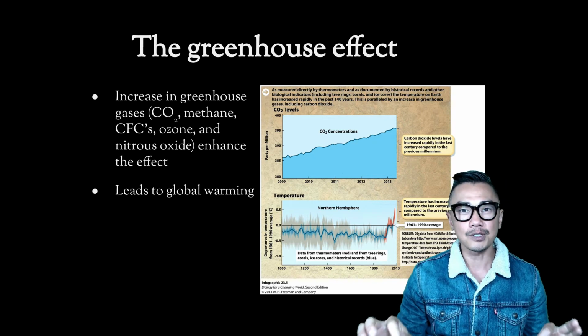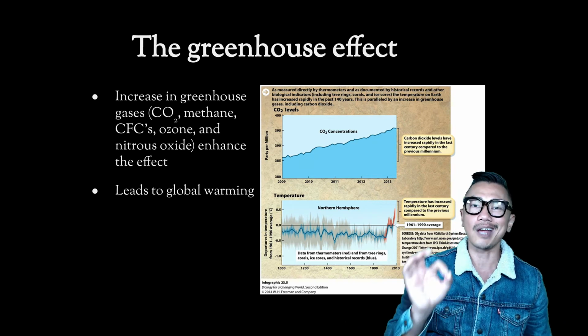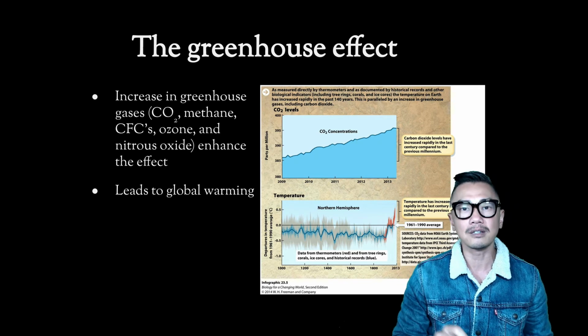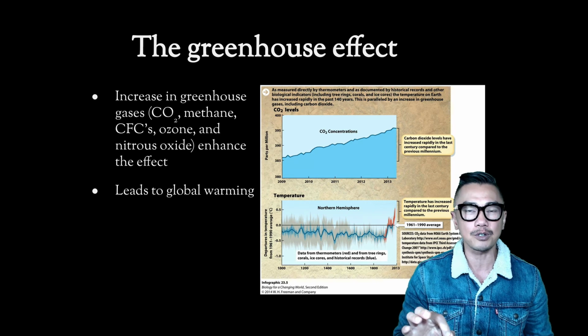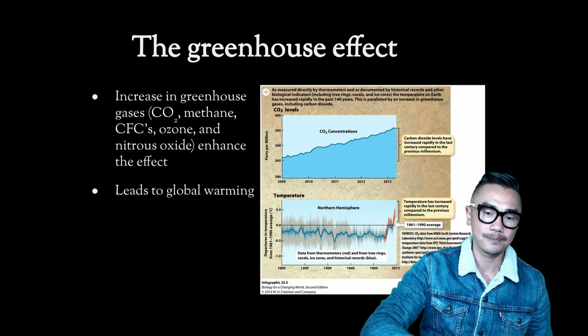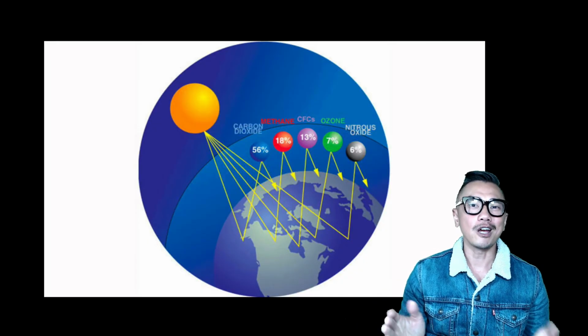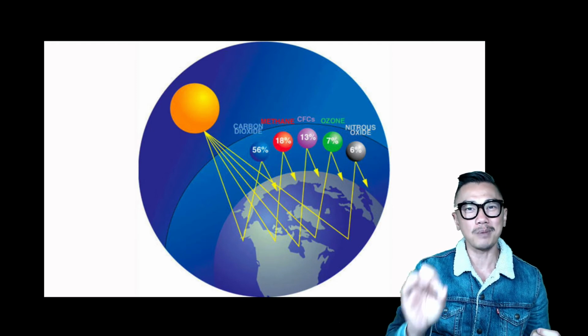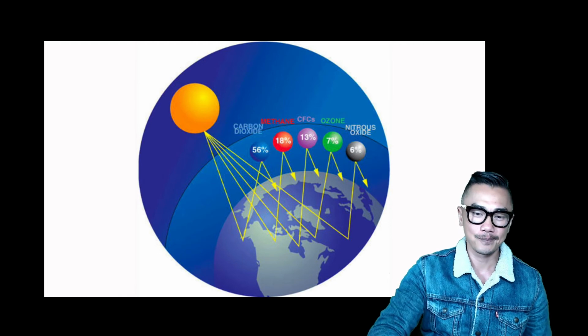The graphs on this slide show how increased atmospheric carbon dioxide concentrations correspond with increased average temperatures in the northern hemisphere. This diagram shows the different greenhouse gases and the contributions that each makes to the greenhouse effect.